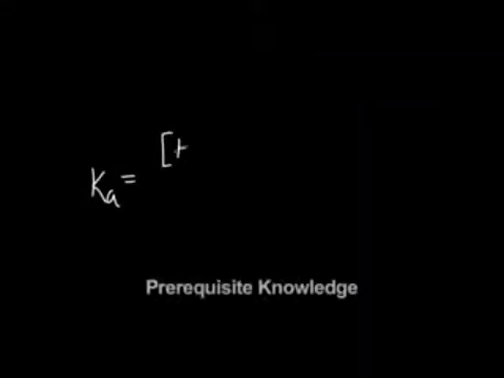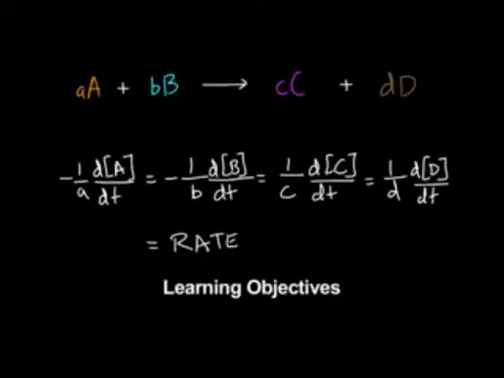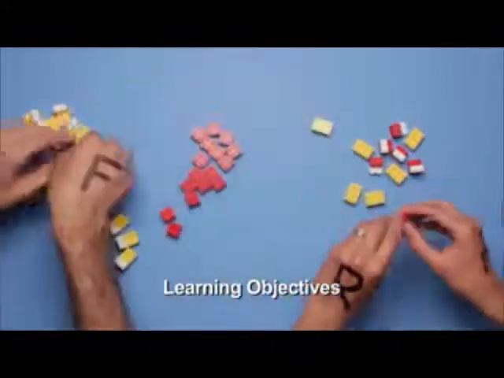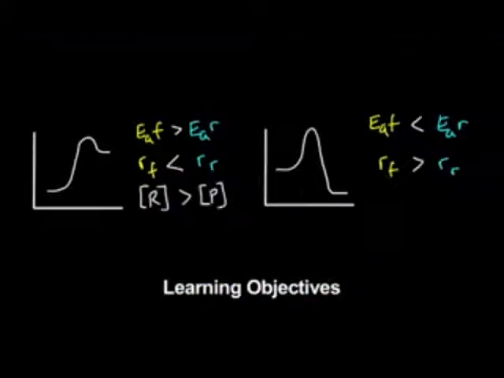Before watching this video, you should have a basic understanding of chemical equilibrium. After watching this video, you'll be able to understand how reaction rate is influenced by reactant concentration, explain how reaction rates change as a system establishes equilibrium, and predict relative equilibrium concentrations of reactant and product based on rates of forward and reverse processes.